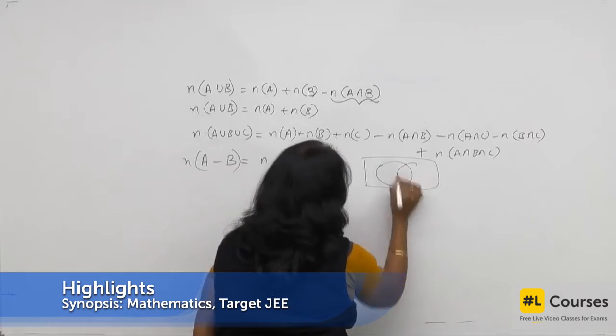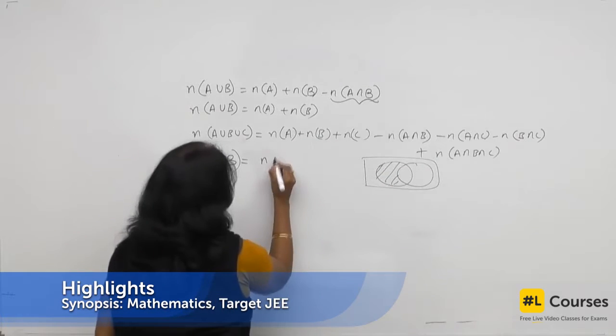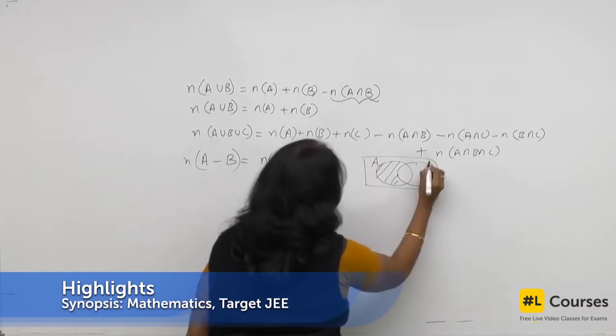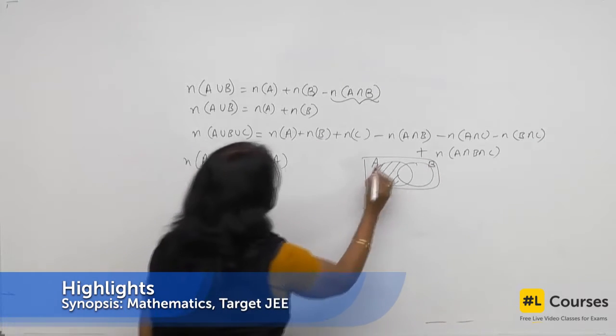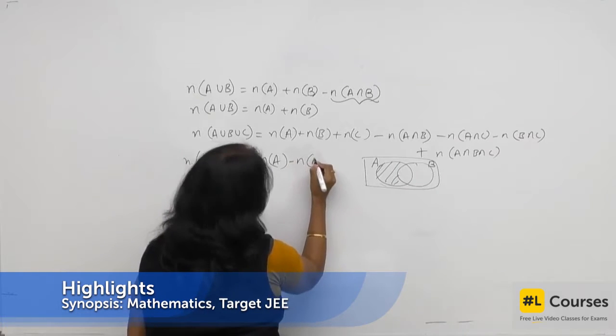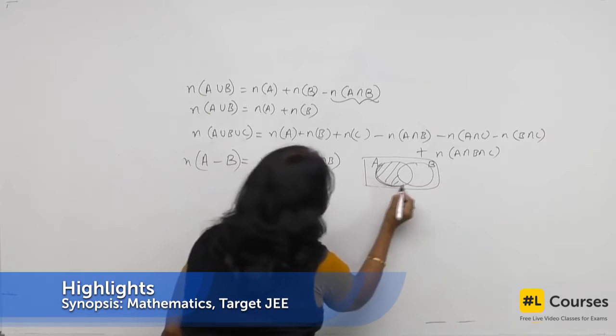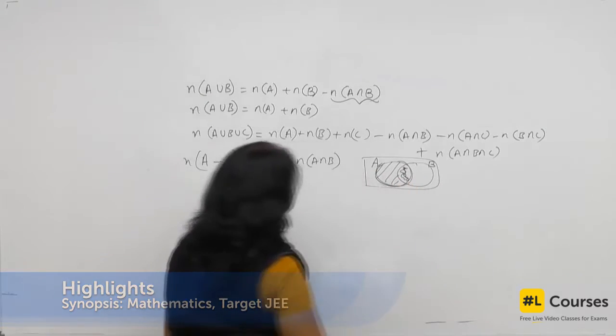children. You have A and I want only A, I do not want B. So this is going to be n of A, this is A and this is B. n of A, I have to delete the B, so it will be n of A intersection B. I am taking the set A and I am going to delete all this intersection points.